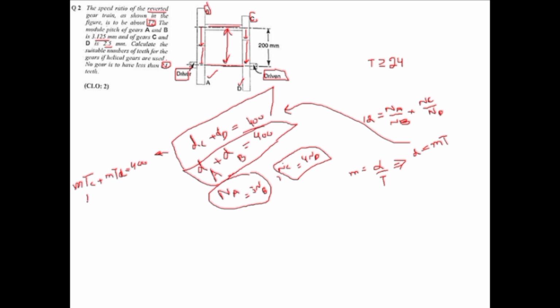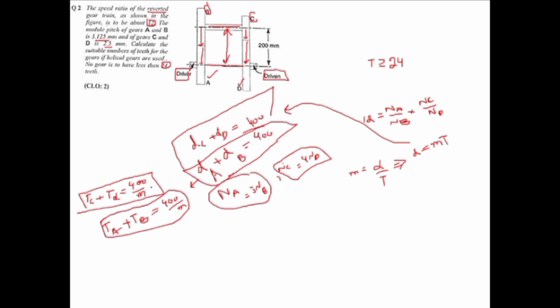Divide M on both sides, you will get TC plus TD is equal to 400 divided by M. You put it in this equation, you will get TA plus TB is equal to 400 divided by M. Now for gear A and B, M is 3.125, so putting the value of M, it will give you TA plus TB is equal to 128.